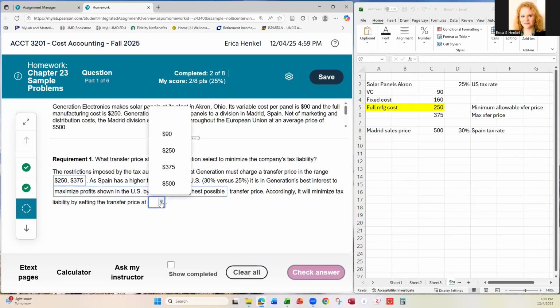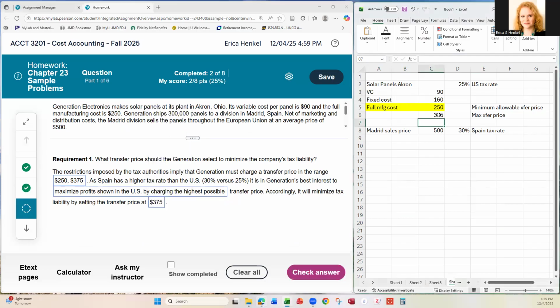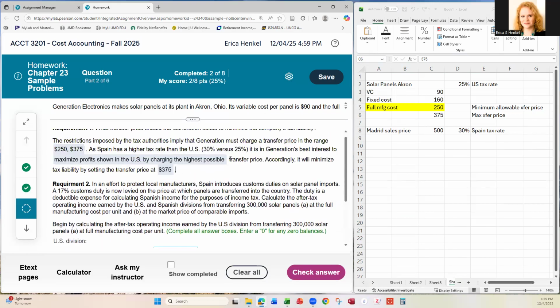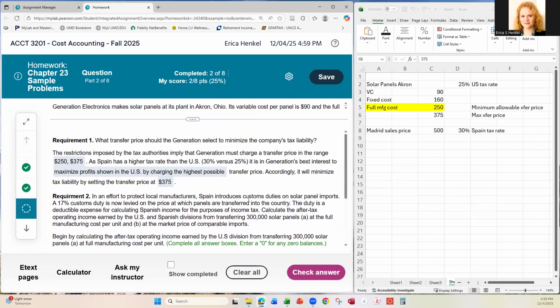So we would then use the $375, which is the maximum allowable transfer price based on Spain's rules. Otherwise, Spain will only let us take a deduction for the $375. They have fun ways of doing that. So Spain can control what the US company decides to charge for that stuff.